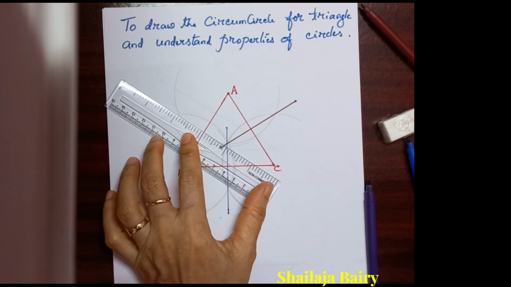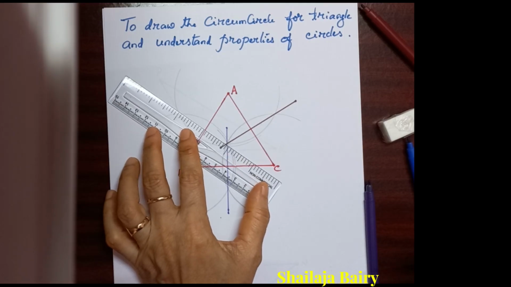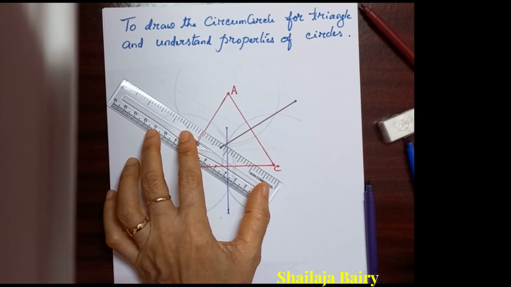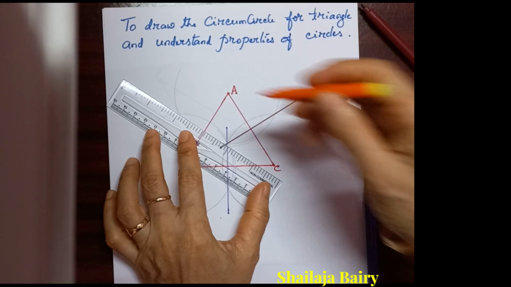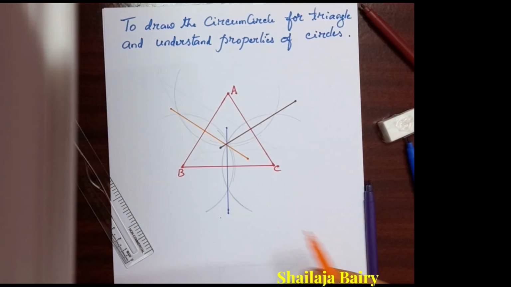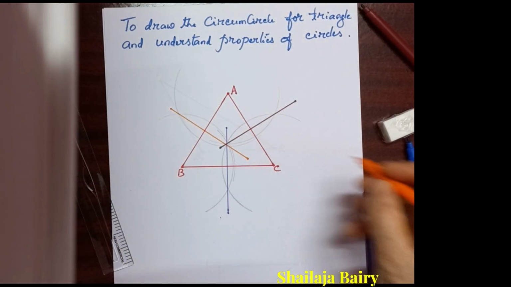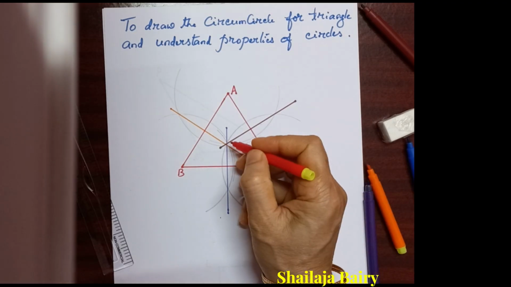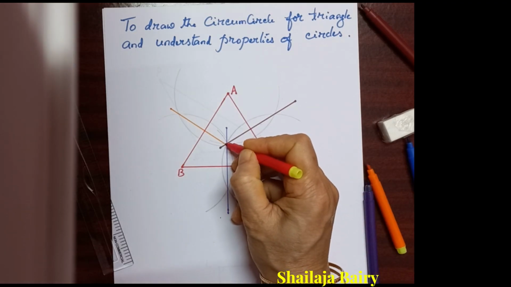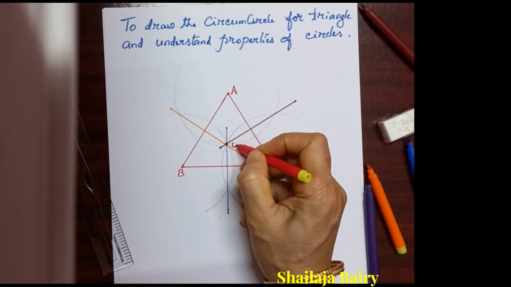And here is the bisector, third bisector. And we can see all the three bisectors meet at a point. And that particular point is called the circumcenter. Let me name this as O.